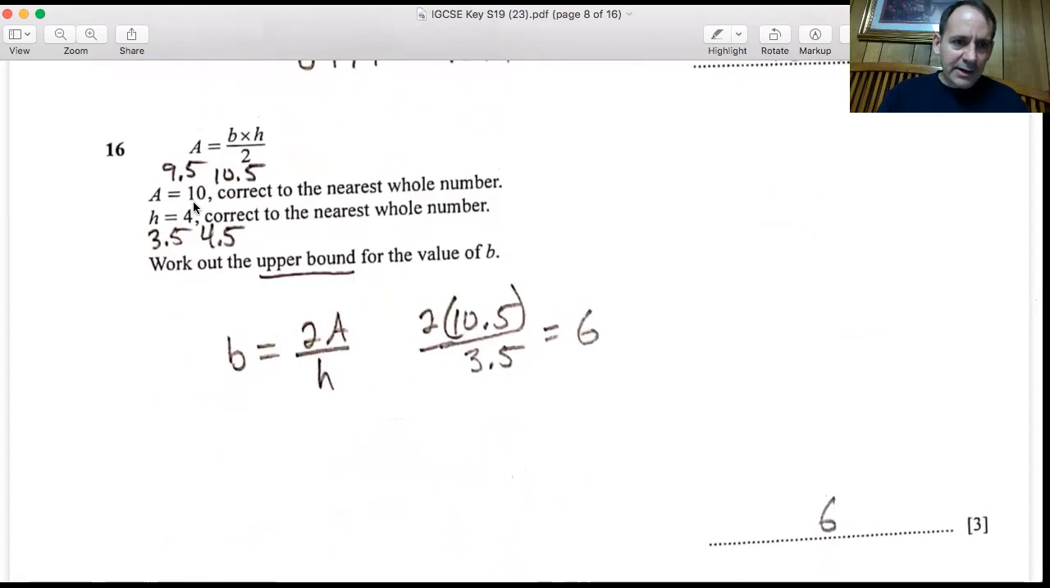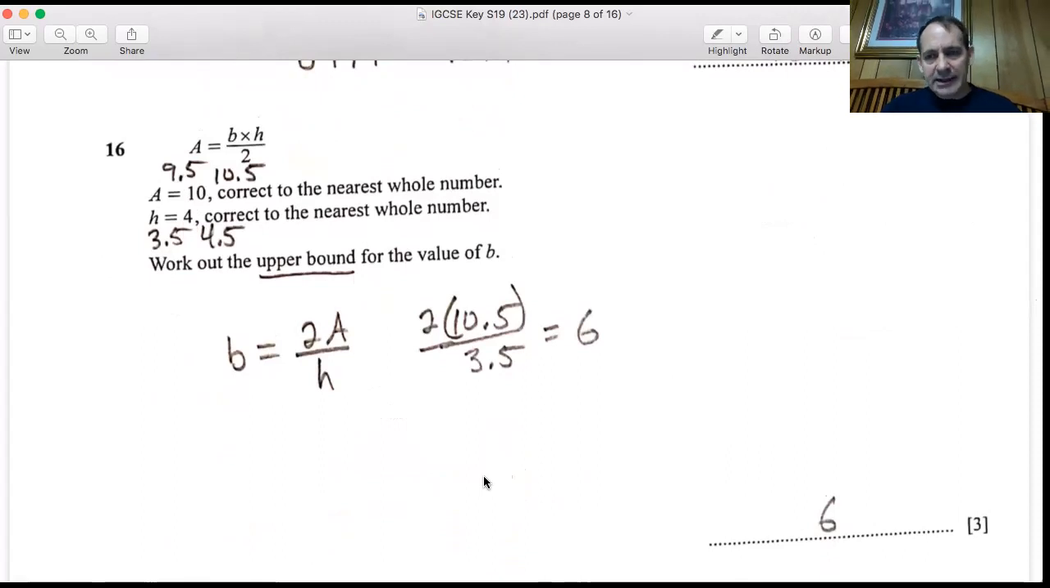So the area is 10, the height is 4, and we want to find the upper bound for letter B. So this one's a little tricky. Remember, again, there are usually two layers to these type of questions. The first one are the measured values themselves. So I took my 10 and I did an upper and lower bound. So it's between 9.5 and 10.5. Also did the upper and lower bound for 4, 3.5 to 4.5.